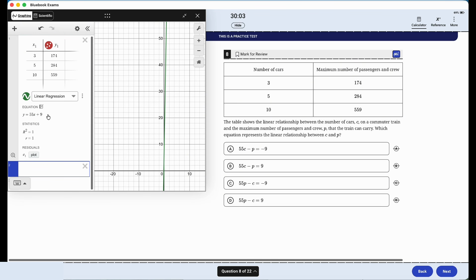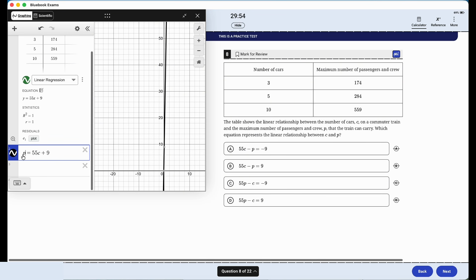So I want to replace x with c, because that's the variable they're using, and then y is the passengers. And what I've got to do now is rearrange this equation so it looks like one of these.